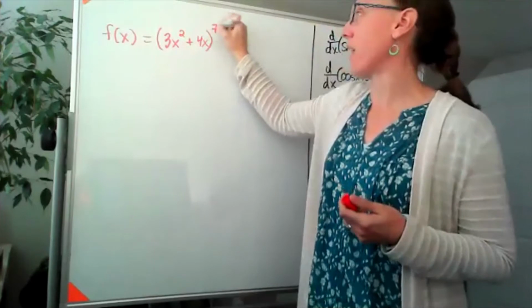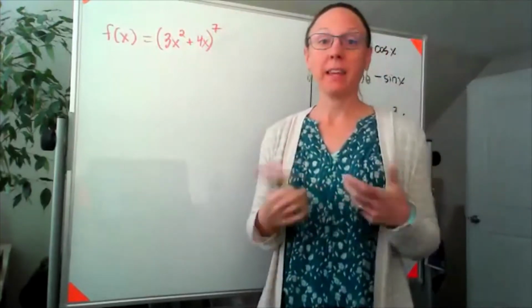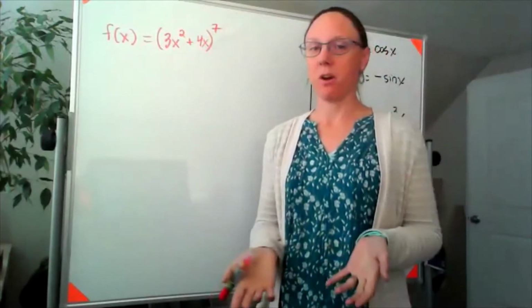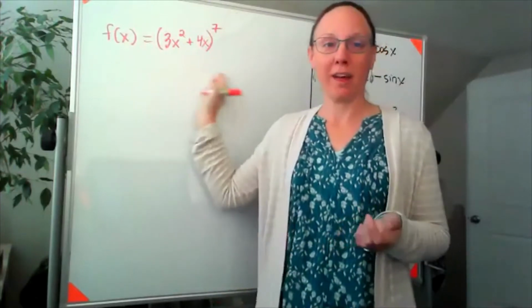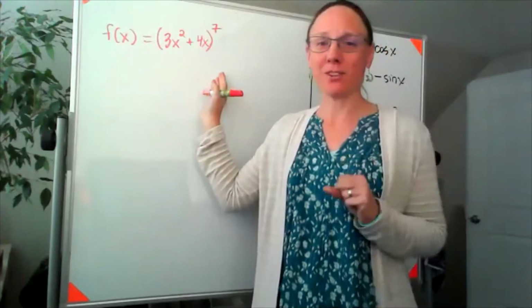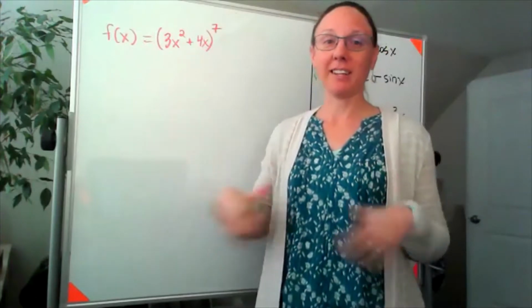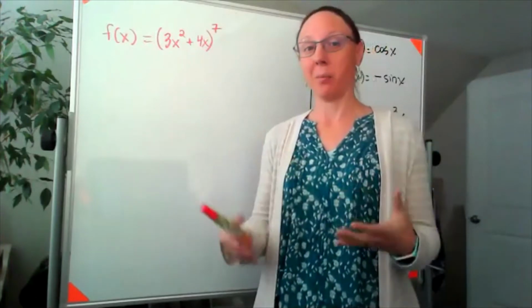4x, and that whole thing was to the 7th power. Given time, energy, and sufficient monetary motivation, I could probably convince you to multiply that out. But nobody wants to do that. Luckily, chain rule is going to help us out of that problem.